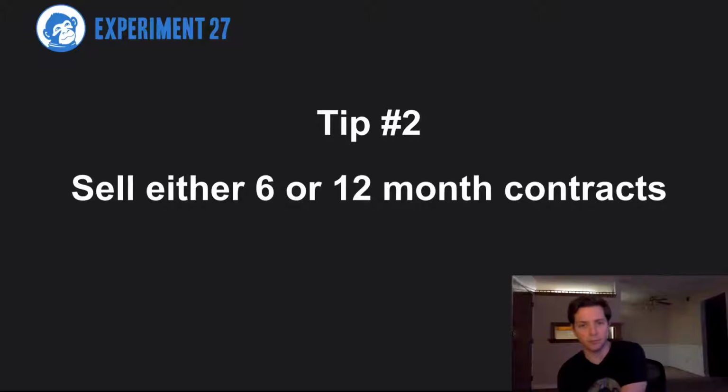Tip number two is sell either 6 or 12-month contracts. At Experiment 27, what we used to do is I used to sell month to month, and we did this at Inspire Beats as well, monthly contracts. The problem with monthly is when you're doing something like marketing, that first month you might be able to show results, but it really leads to short-term thinking.